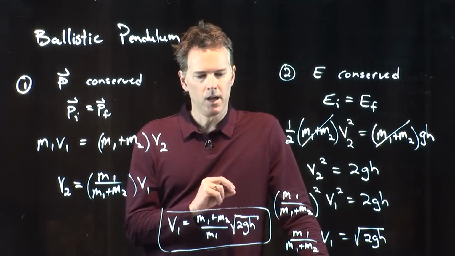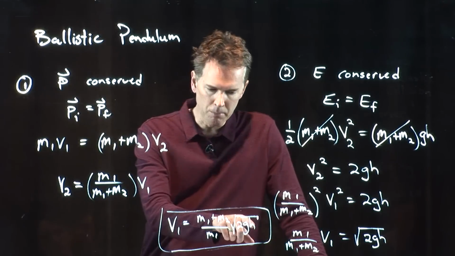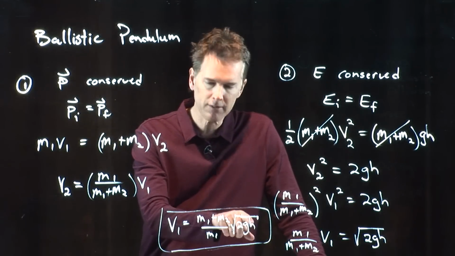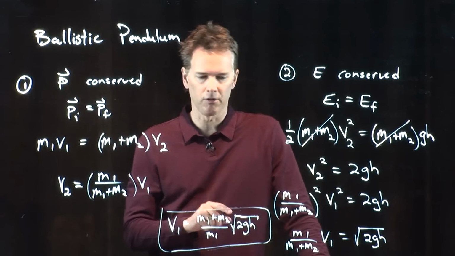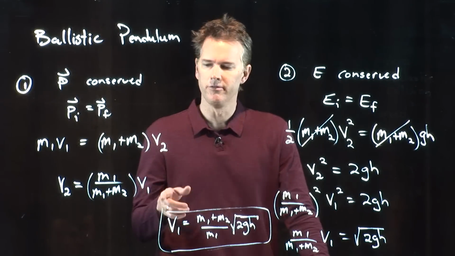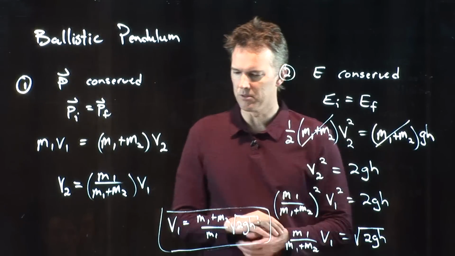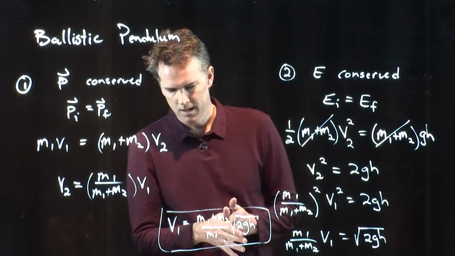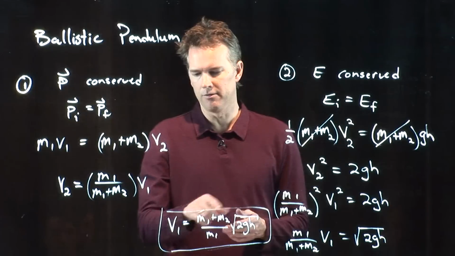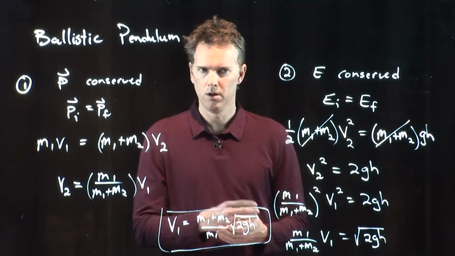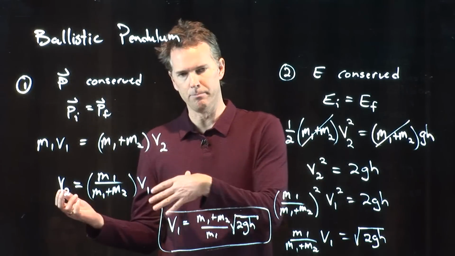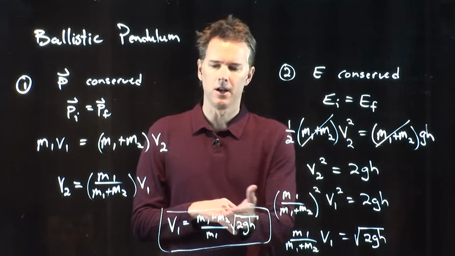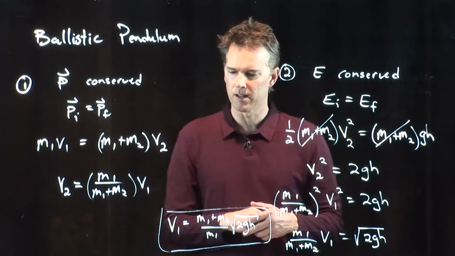Okay? It also makes sense that if the block swings up really high, then the bullet must have been going faster. So as H goes up, V1 goes up. That seems to make sense as well. You can also look at the limits of M1 and M2, the case of a really light bullet versus a heavy block, or a heavy bullet versus a light block, and all of those limits should make sense as well.